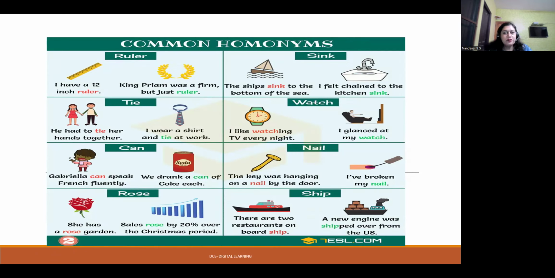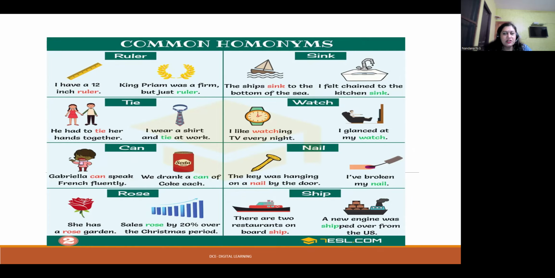The first meaning of the word ruler is a small wooden piece which is used to measure something. So the sentence could be, I have a 12-inch ruler. In another instance, ruler also refers to a king. King Priam was a firm but just ruler.